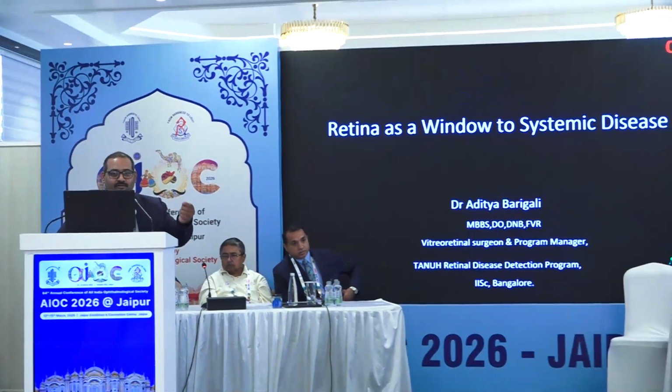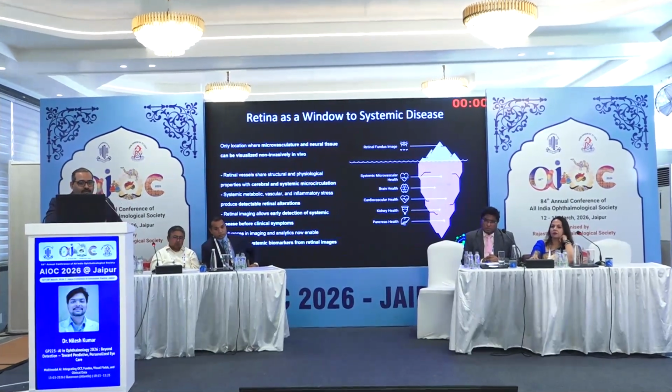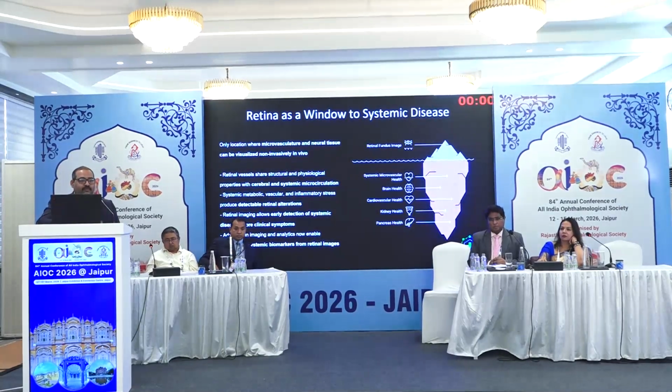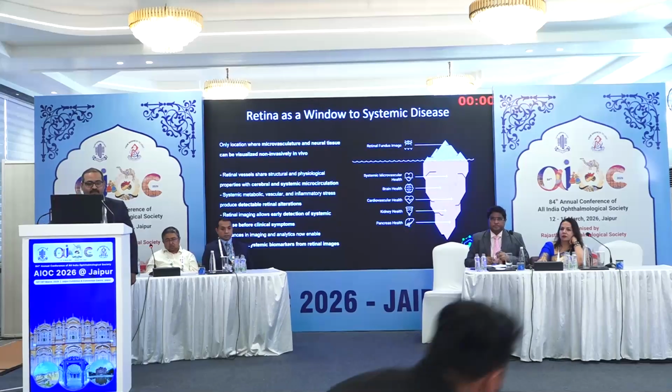Coming to my presentation, this is going to be a small brush up about why the retina is a window to systemic disease. We all know why, because it has the smallest blood vessels as well as a neurological unit. So it's a window to systemic disease. Our fundus image captures a lot of information about all of these systemic features and factors.